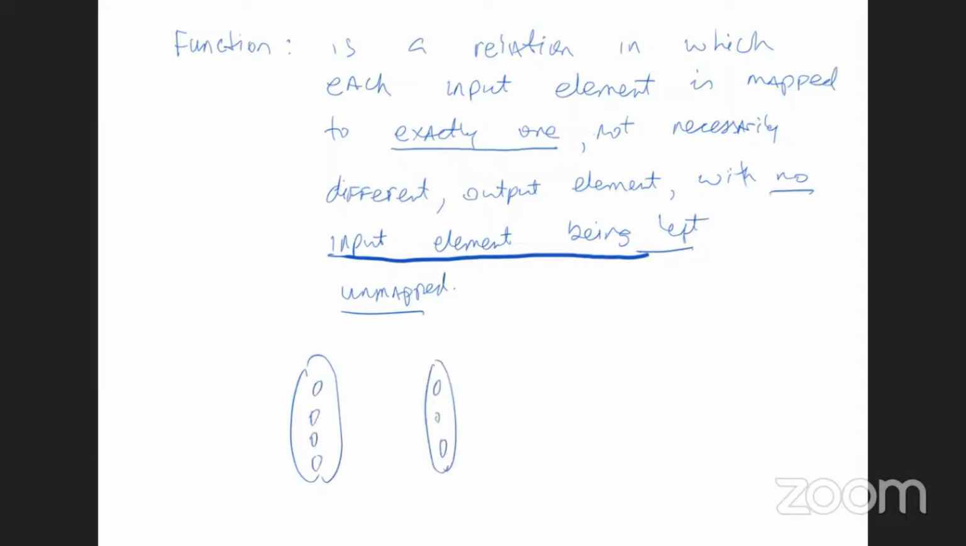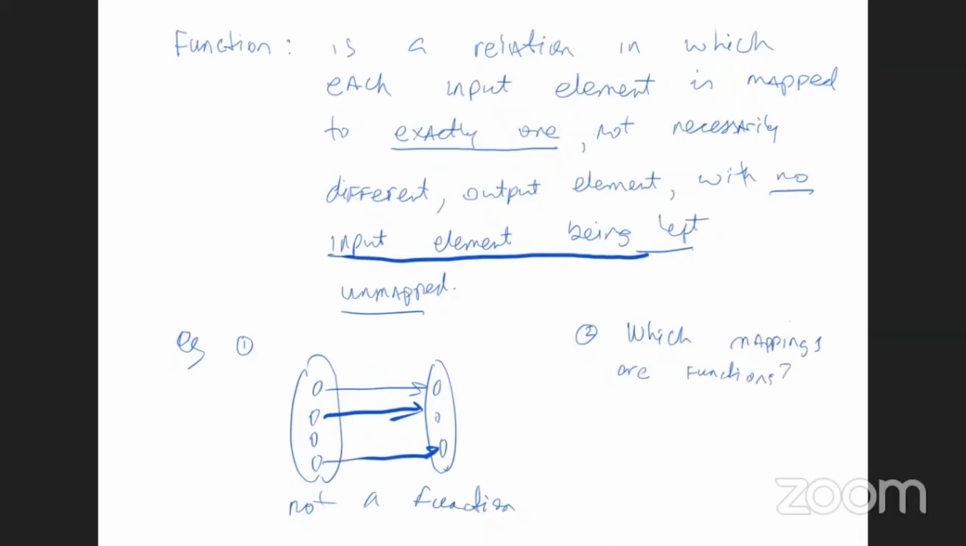You can't have a one-to-one mapping like this where one of the input values is left out. This example is not a function. Which of the four mappings are functions? One-to-one, for sure. Which of the mappings are one-to-one for sure? Read the definition again. Each input element is mapped to exactly one.